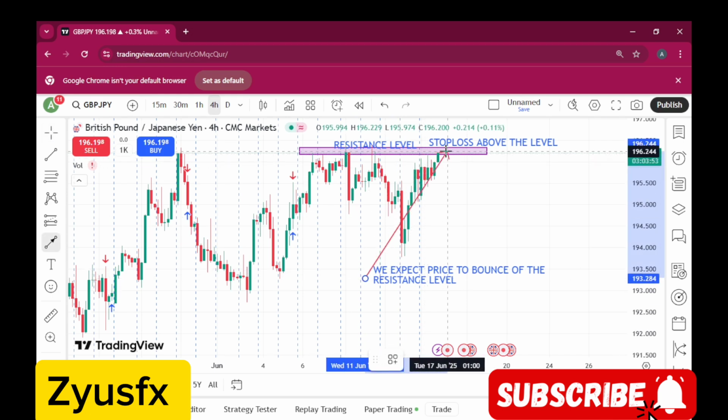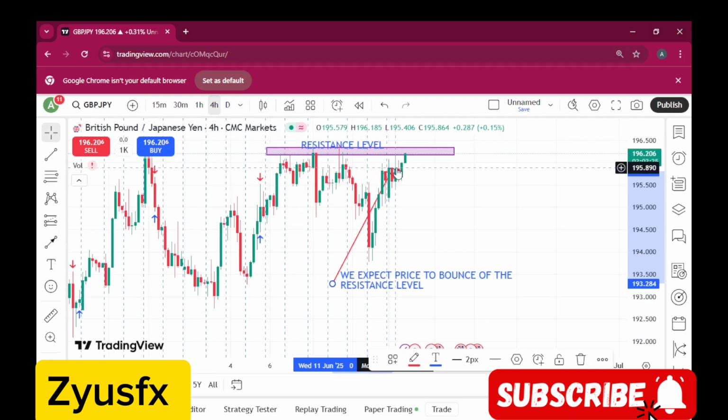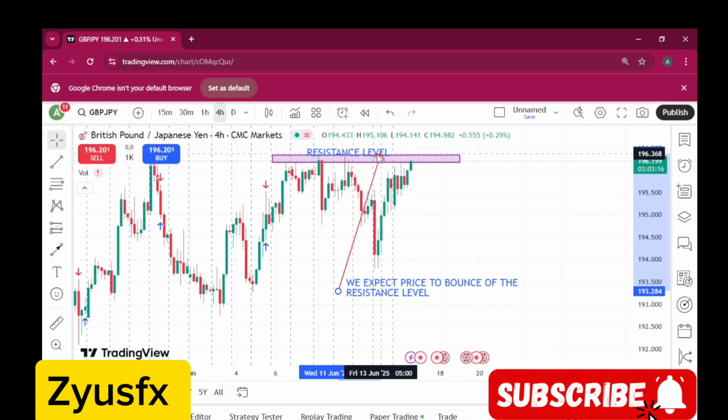Okay, price is currently back at a resistance level in the market. So if we are going to enter this market, because we don't know if price is going to continue bullish and break above this level, we are going to use a sell stop order, because price has been respecting this level and this candle is still bullish. So we don't know if price is going to break above. So the best way to trade this is to use a sell stop order.